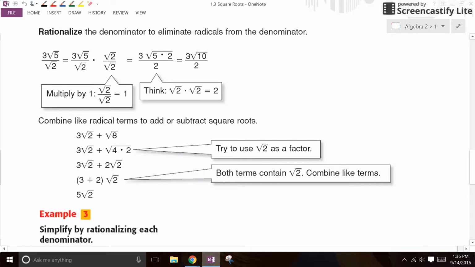All right, let me ask you a question, and I'll be right back. All right, beautiful work there, and good job. Now we're going to talk about rationalizing the denominator.